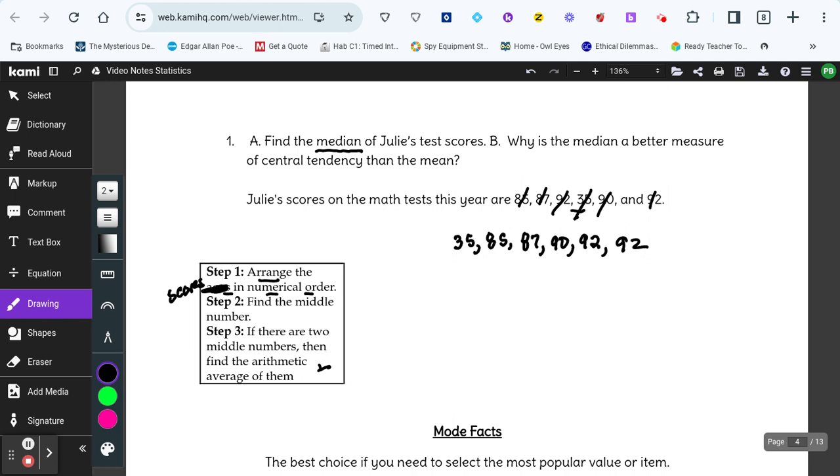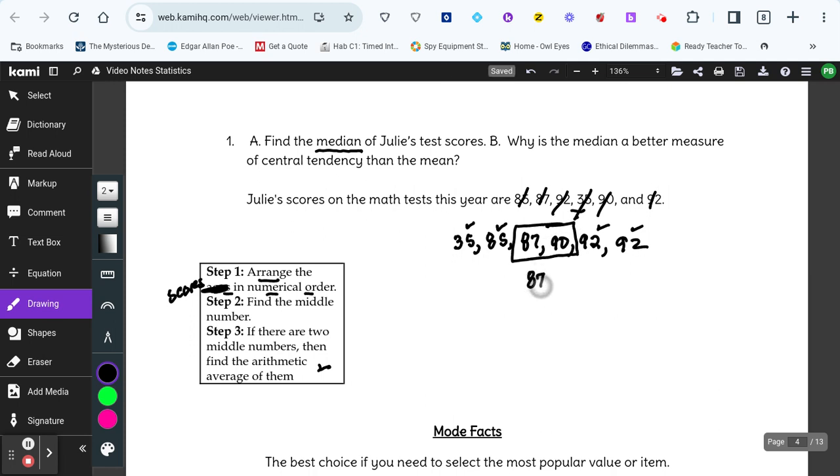You can also put them in order from greatest to least. It really doesn't matter. I want to get the middle number, so I got the first and the last out of the way, the second and the second to last. And I can see that there are two middle numbers left. So you're going to find the average of these two.